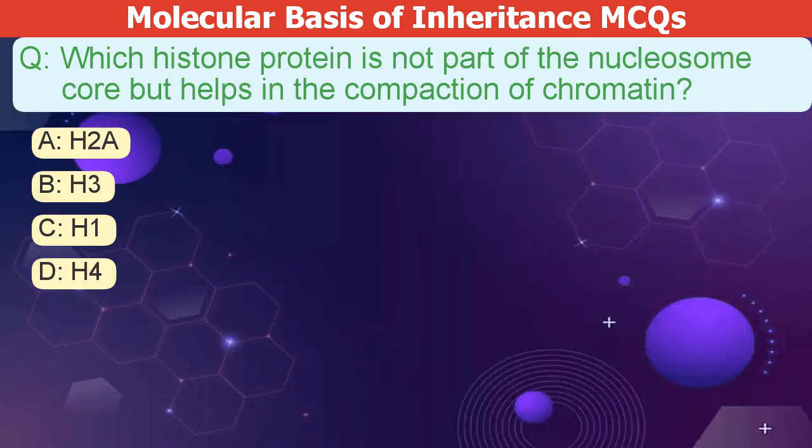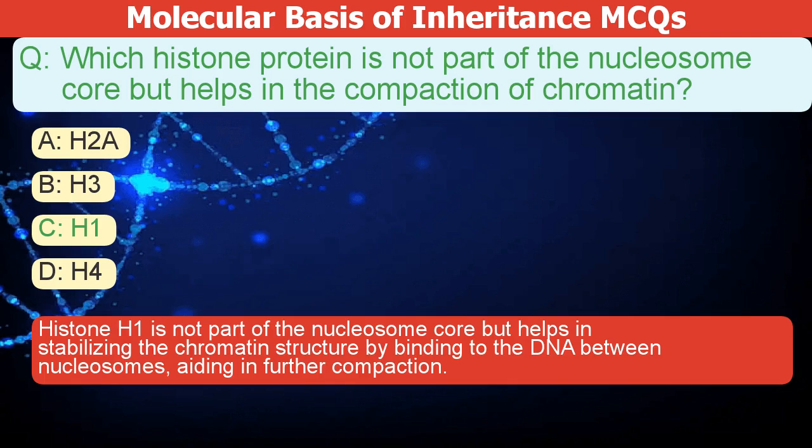Which histone protein is not part of the nucleosome core but helps in the compaction of chromatin? A. H2A. B. H3. C. H1. D. H4. The correct answer is C. Histone H1 is not part of the nucleosome core but helps in stabilizing the chromatin structure by binding to the DNA between nucleosomes, aiding in further compaction.